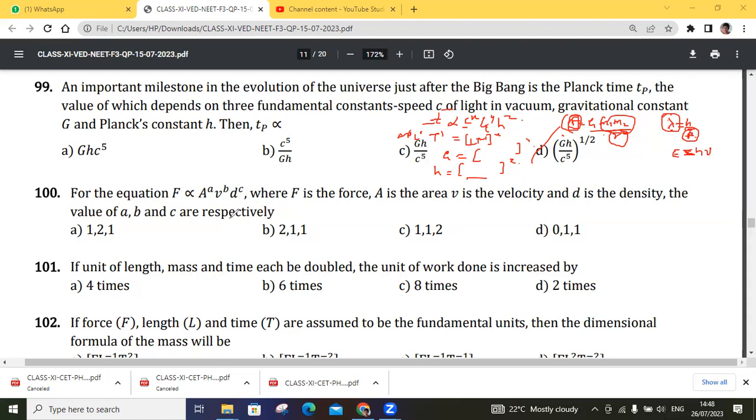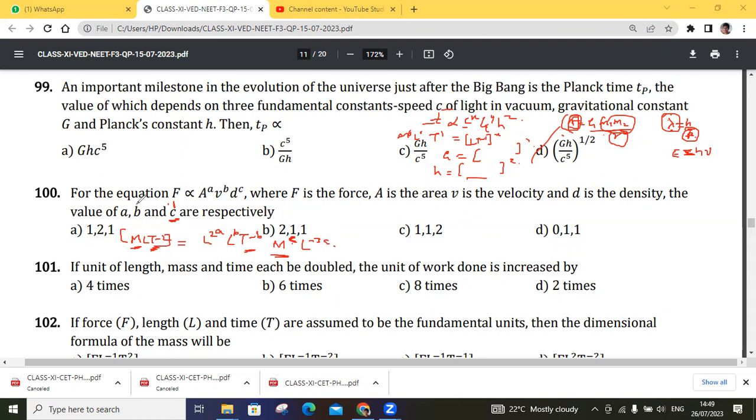Okay, the value of a, b, c is again dimensional analysis. Force is kg meter per second square, which is equal to A, area, length square, length power 2a, where v is velocity, velocity is meter per second. So length power b per second, power minus b, and d is density, density is mass per unit volume, that is L power minus 3, L power minus 3c. So we'll get M power c, so c is 1. And T also, if you see, T power minus b is there, and nowhere else it is there.